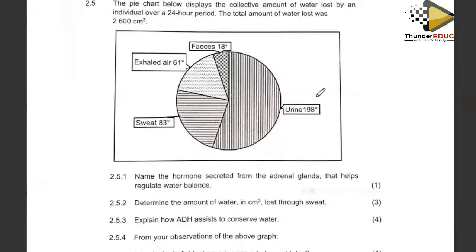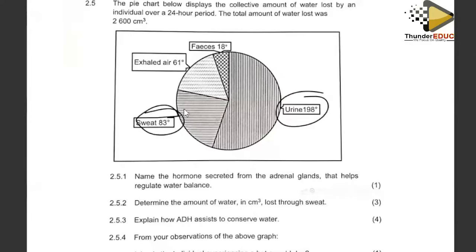The pie chart below displays the collective amount of water lost by an individual over a 24-hour period. The total amount of water lost, now this one is thermal regulation and osmoregulation. They are saying the amount of water lost over a period of time. I think they have combined both of them.